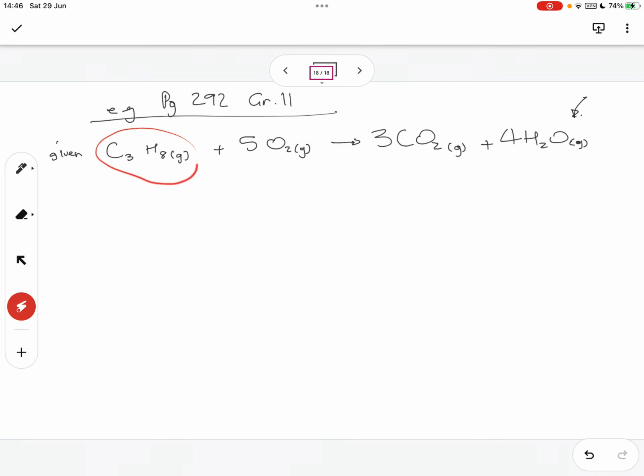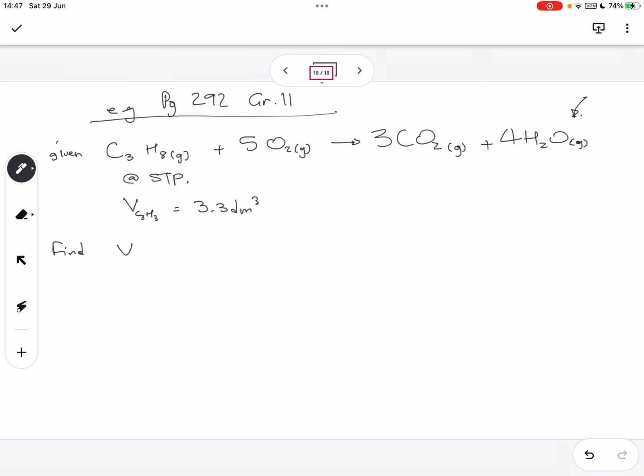So now we're given this equation where we are burning a hydrocarbon, a gas propane, which is flammable. And then it gives us carbon dioxide, which is a greenhouse gas, and water vapor, which is also a greenhouse gas. Right. And this is at STP, at standard temperature and pressure. So we are going to burn the volume of propane, which is 3.3 dm cubed.